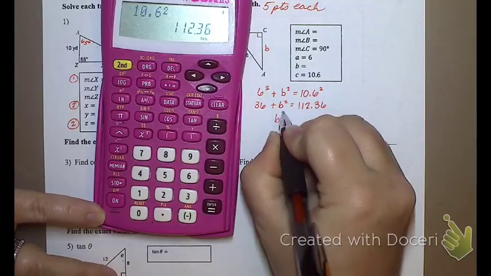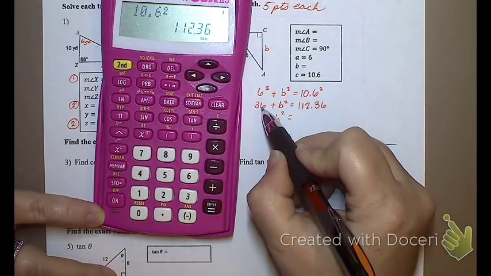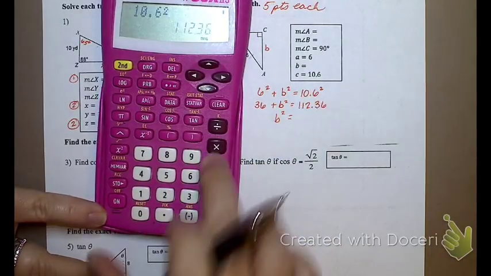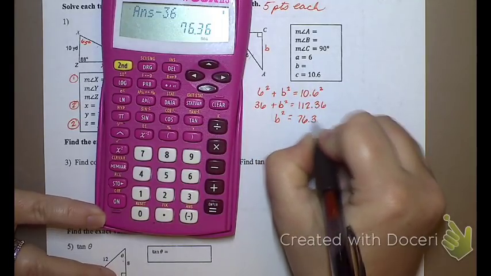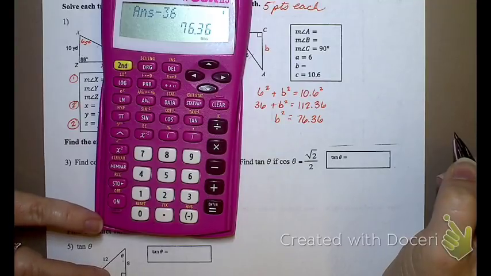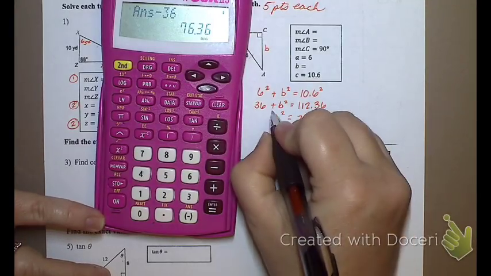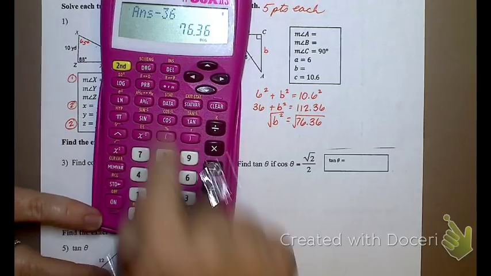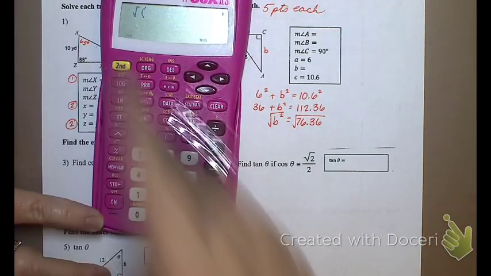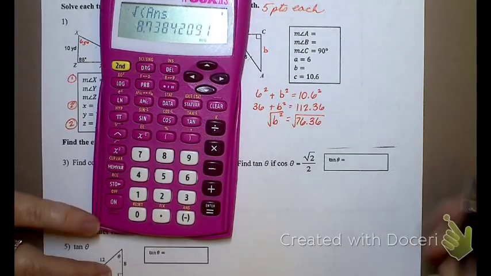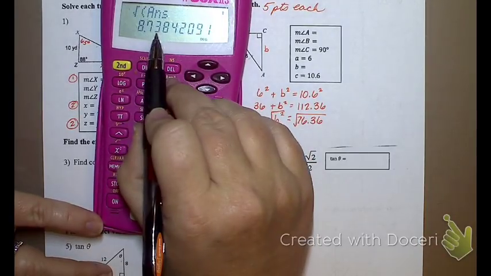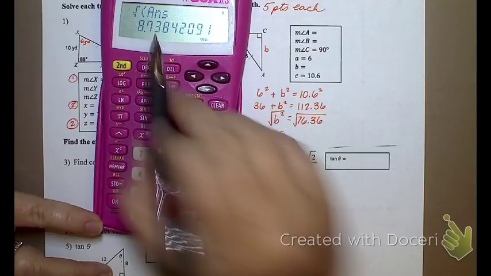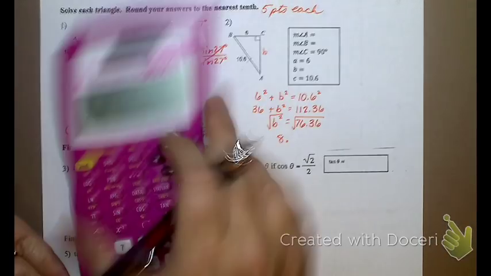So let's see. B squared, how am I going to get b squared by itself? I need to do what with that 36? Subtract it. So I have 76.36. Now, how do I get b? Square root. So, I'm going to take the square root of the previous answer, and I get 8.73. What does that round off to? If I'm going to the nearest tenth, like the instructions say.